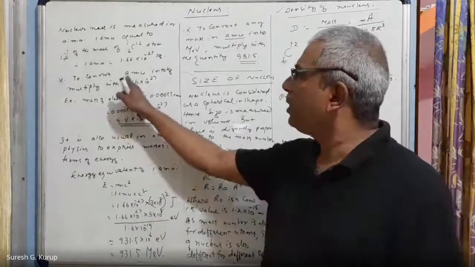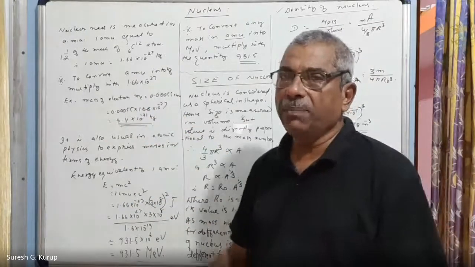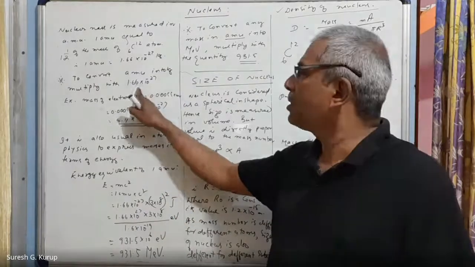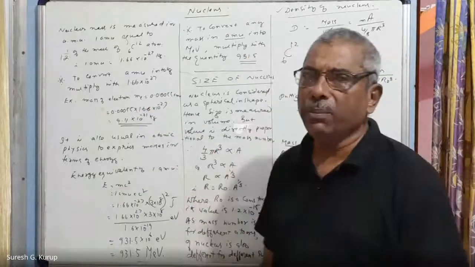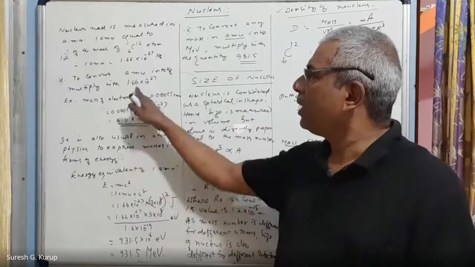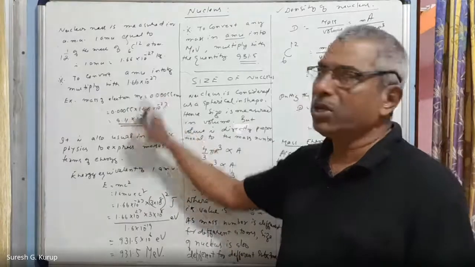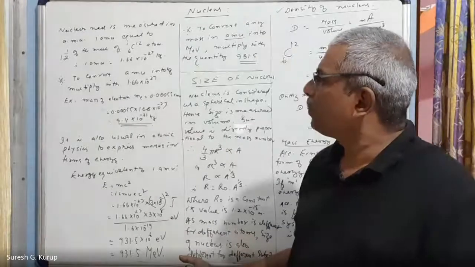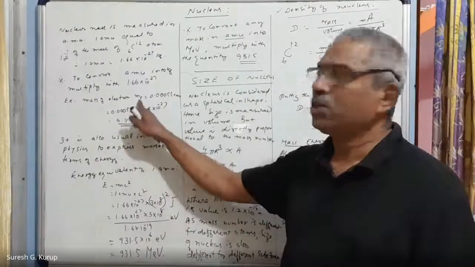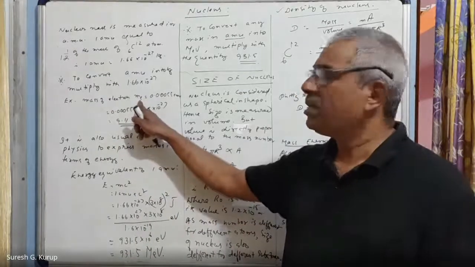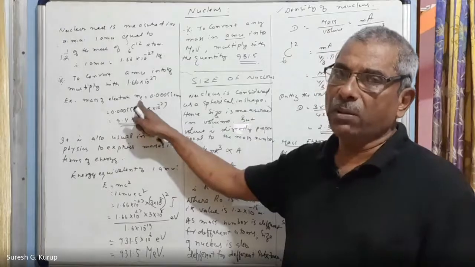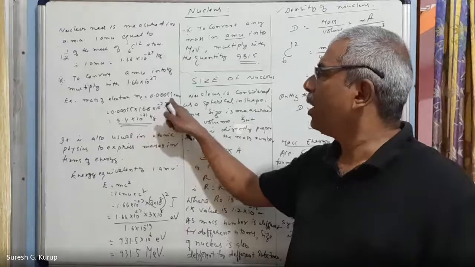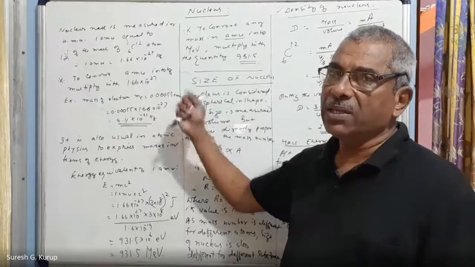Right? To convert AMU into kg, multiply that amount of AMU with 1.66 into 10 raised to minus 27. Any mass in AMU, when multiplied with 1.66 into 10 raised to minus 27, we can convert AMU into kg. Right? AMU into kg. Example, mass of an electron. m_e, when we write, you understand that this is mass of an electron. Mass of an electron in terms of AMU is equal to 0.00055 AMU. That is converted into kg.